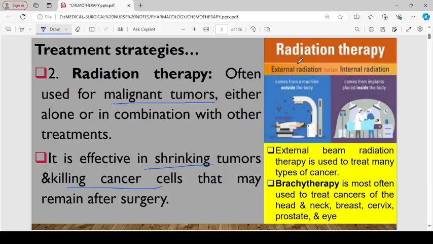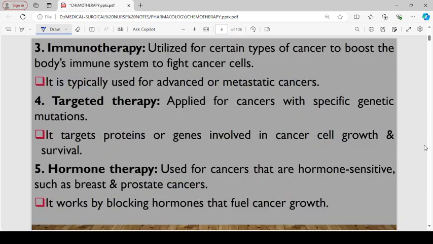We have 2 types of radiation. We have external radiation, where the radiation comes from a machine outside the body to shrink and kill a cancer cell, or internal radiation, where the radiation comes from implants that have been placed inside the body to shrink a tumor. The most common type of radiation being practiced is brachytherapy, and it is almost always used to treat cancers related to the head, the neck, breast, cervix, prostate, and the eye.